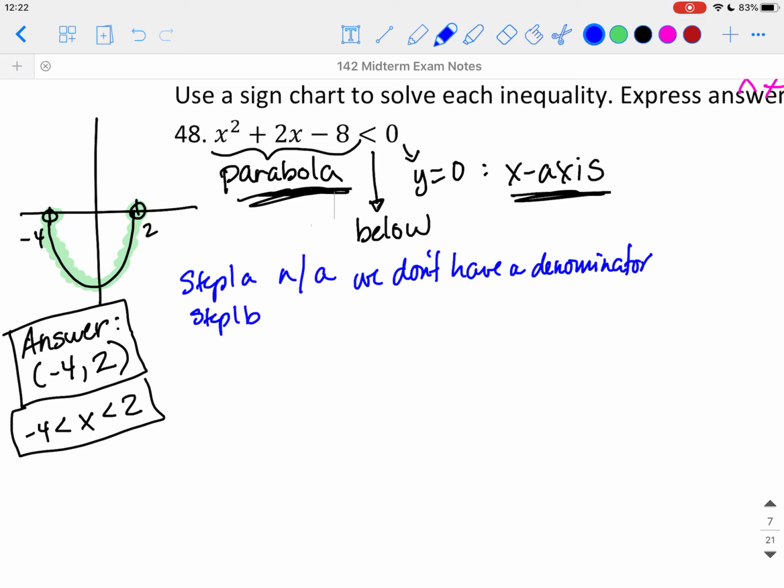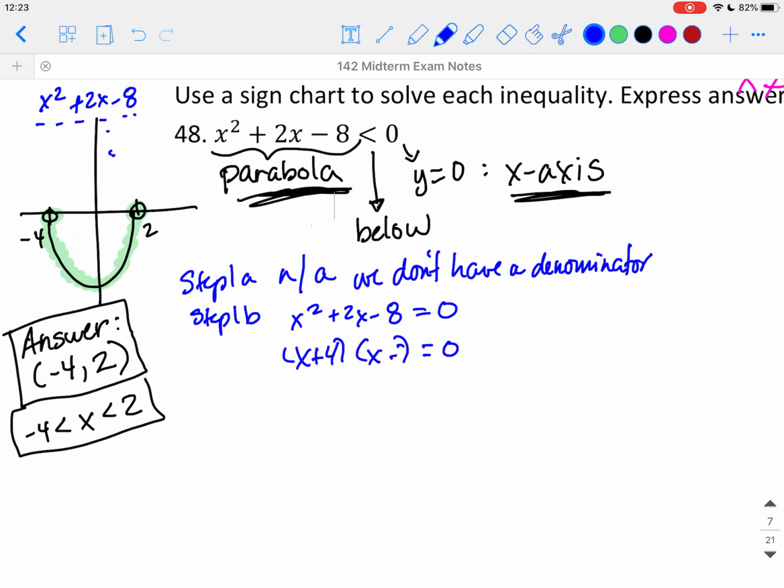Sorry. Step 1b is technically to set the numerator equal to 0. Well, I really could have x squared plus 2x minus 8 over an understood 1. So my numerator is going to be x squared plus 2x minus 8, and I'm going to set it equal to 0. So this is a parabola. You can solve it by completing the square, by factoring, by using the quadratic formula. Well, this is factorable. So it's going to be plus 4 and a minus 2.